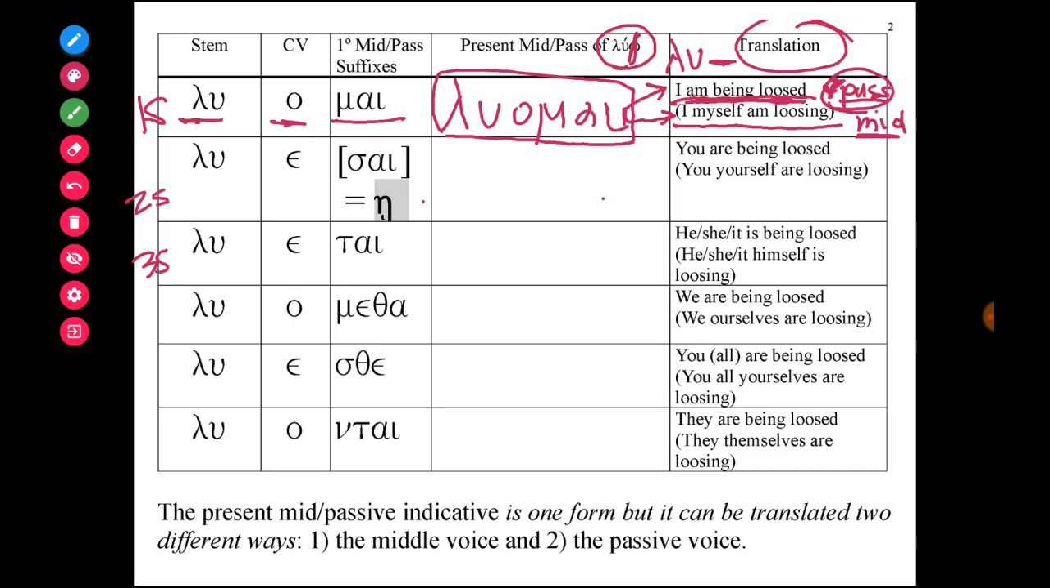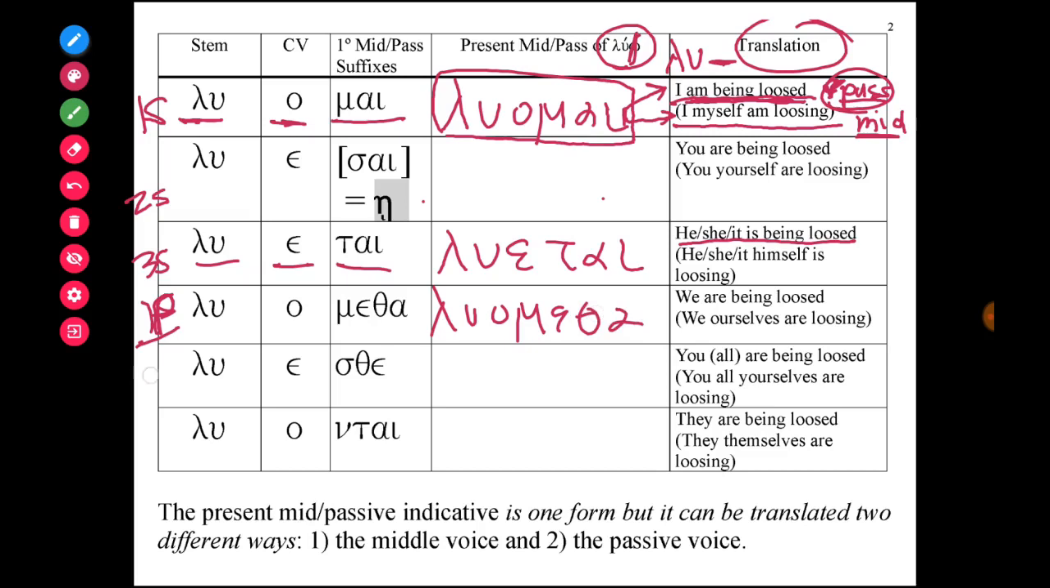How do I say he, she, it is being loosed? It's luetai. So again, you take the stem, the connecting vowel, add the suffix, and these three components together make the present middle passive indicative. To say that we are being loosed, the first person plural form is luometha.